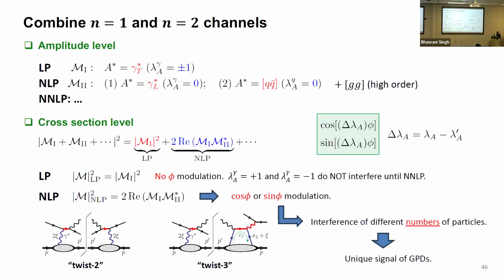And we can take a closer look at this kind of interference by converting this amplitude square in terms of the cut diagram. On the left of the cut is the amplitude, and on the right is the conjugate amplitude. And the leading power is the interference between the two virtual photons. So this is something called the twist 2, or you may call it the leading power diagram.